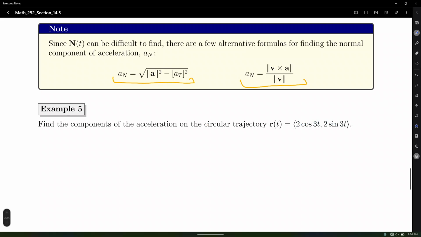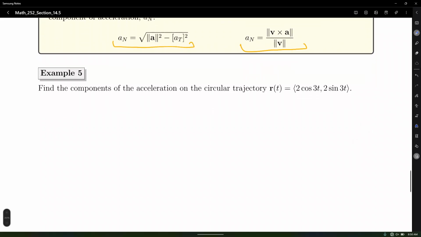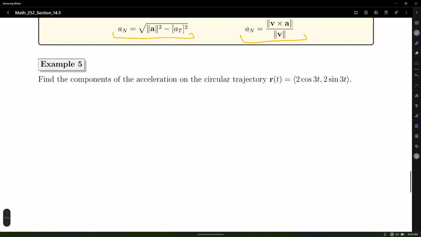Well, it's not traversed twice. It's traversed, I guess, 3 times. No, not 3 times. Anyway, it has a coefficient in the variable, which may affect the rate at which it goes around. Okay, let's just do the calculus. Let's do r prime. By the chain rule, the derivative is 3 times 2, and the derivative of cosine is negative, so negative 6 sine 3t plus 6 cosine 3t. That is the derivative.